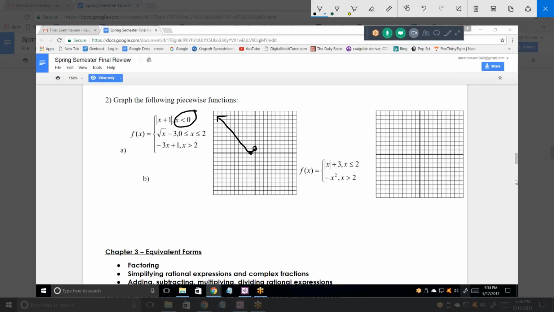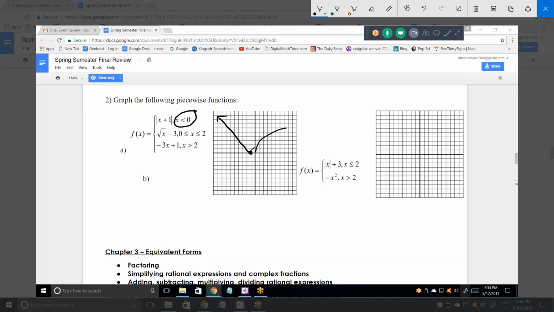Now, the next zone we want to look at is this one. And I call them zones because I think it's helpful to picture that. That's the zone where we're going to graph the next function. The next piece of the function, I should say. Okay? It's the square root of x minus 3. Well, square root of x graphs like this.